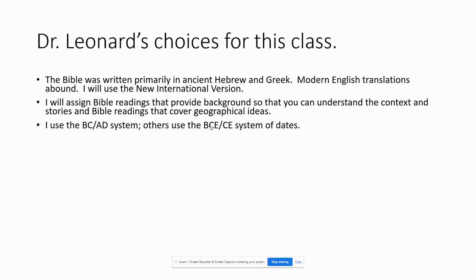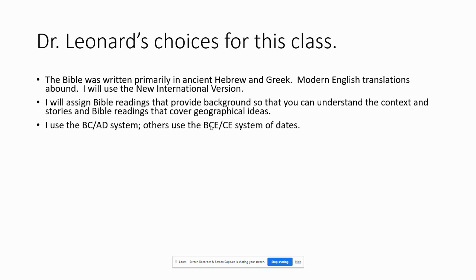I'm going to use the dating system BC AD. BC stands for before Christ. AD stands for Anno Domini, which would mean in the year of the Lord, referring to Jesus. And that was the traditional system used up until maybe 30 or 40 years ago, used for a millennium or more. 30 or 40 years ago, people came up with a system called BCE and CE.